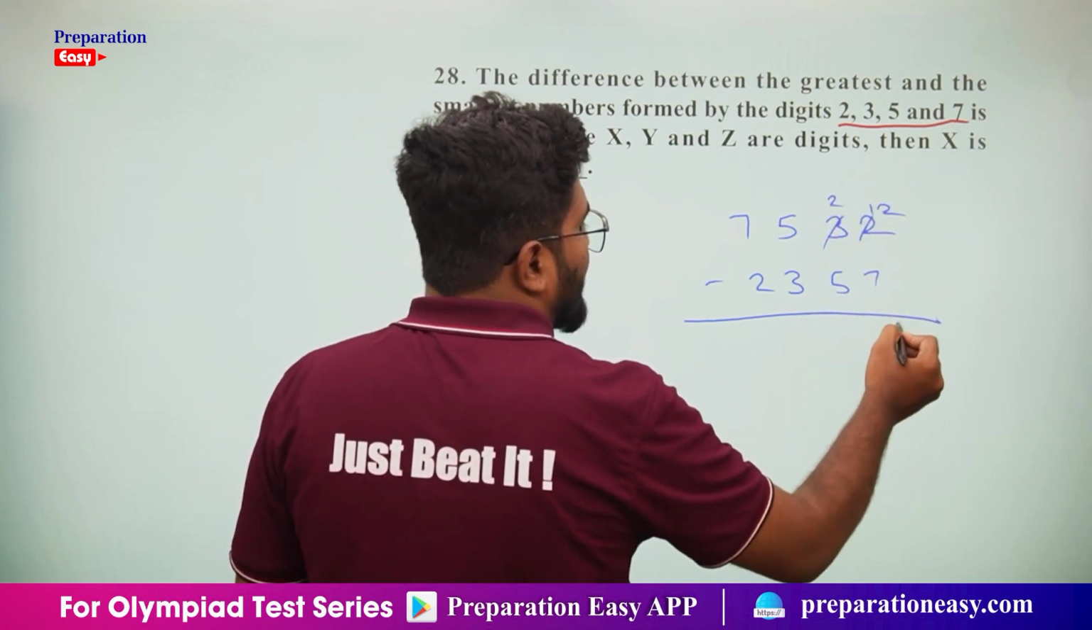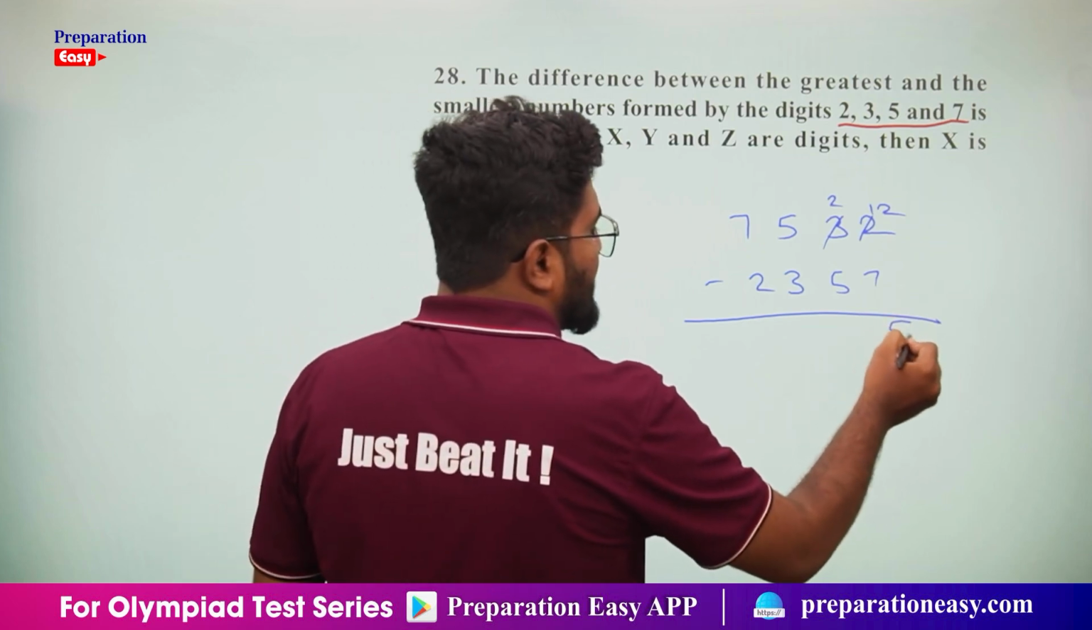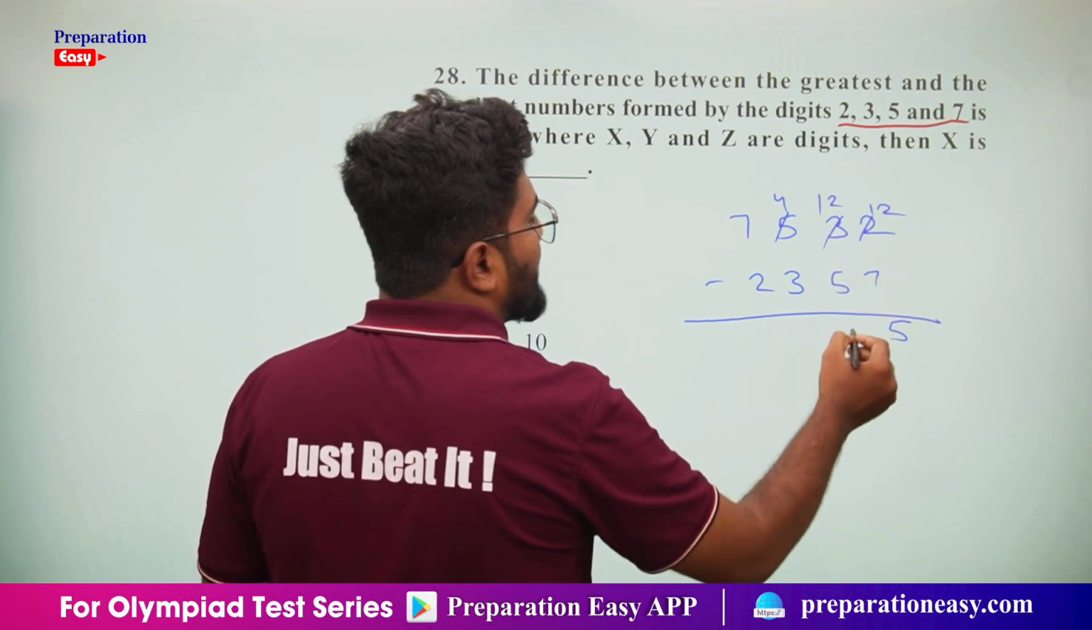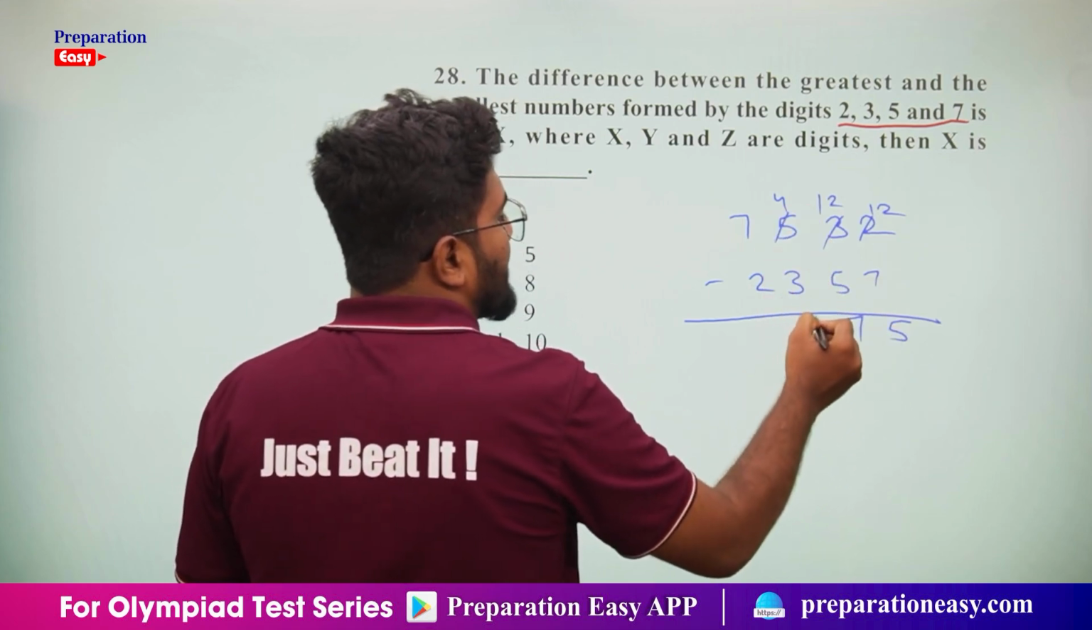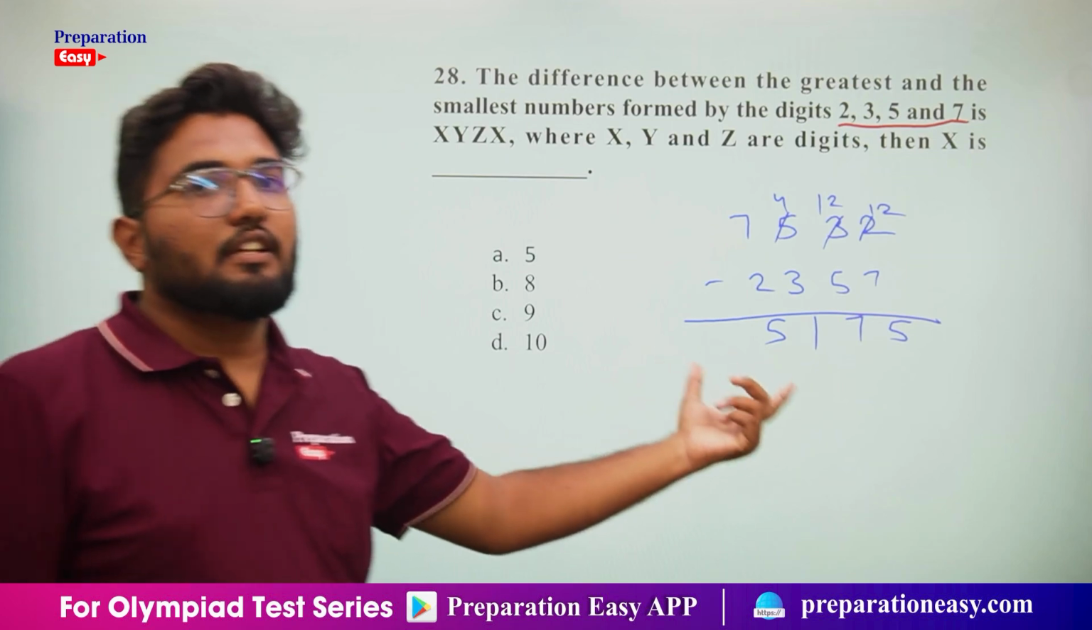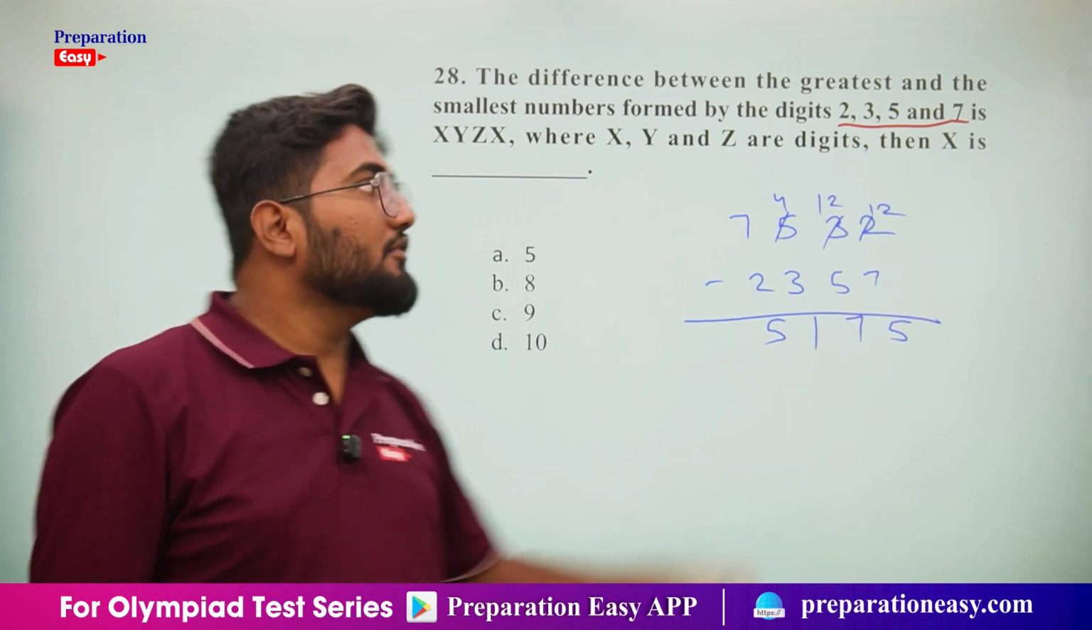So 12 minus 7 will become 5. Then 4, 12. 12 minus 5, 7. 4 minus 3, 1 and 7 minus 2, 5. So what we get? 5, 1, 7, 5.